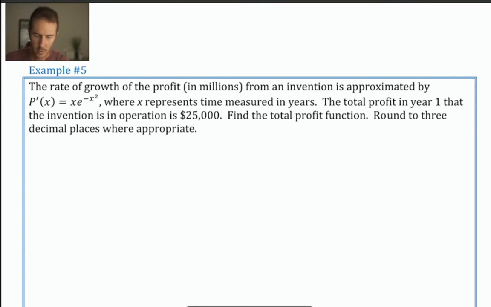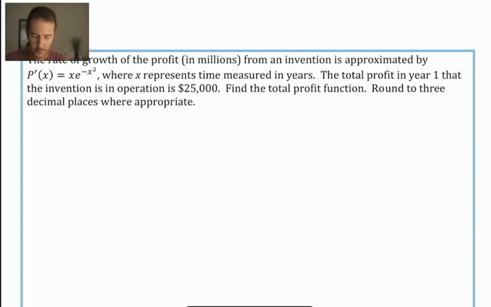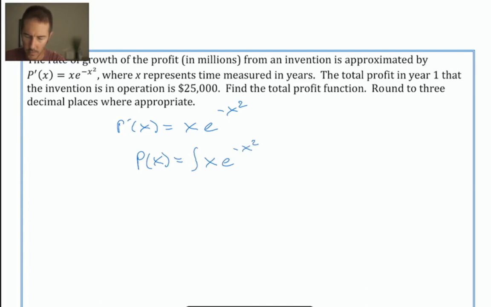I'm writing with a highlighter. That does not work very well. P prime of x equals x times e to the negative x squared, and we're going to integrate that with respect to x. So p of x will equal the integral of x times e to the negative x squared, integrating with respect to x.